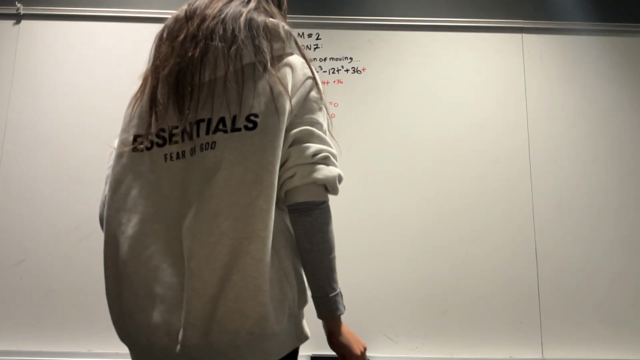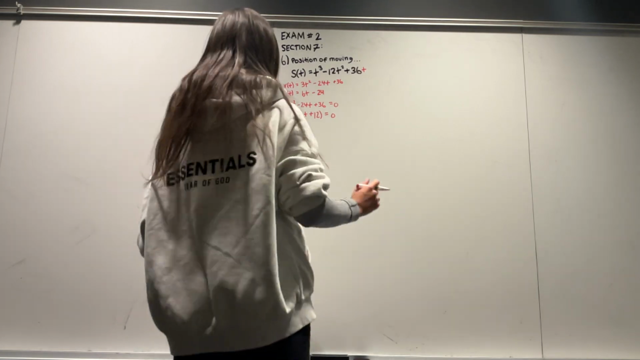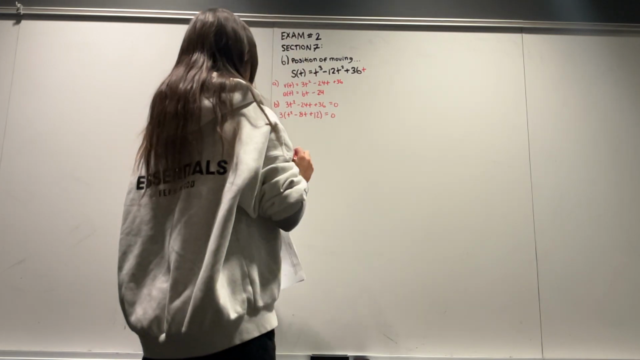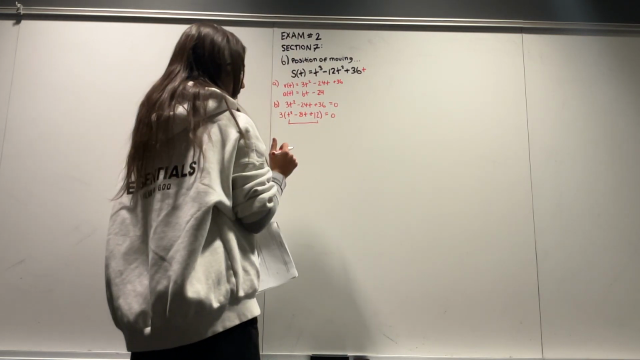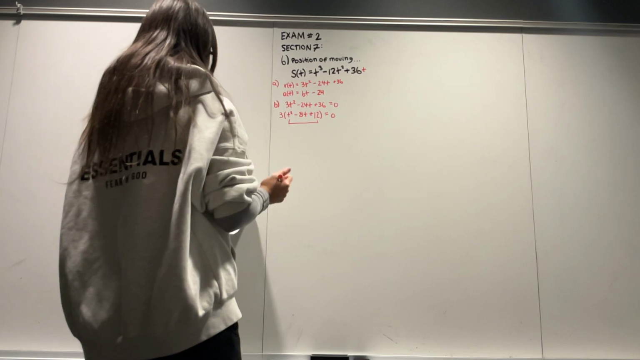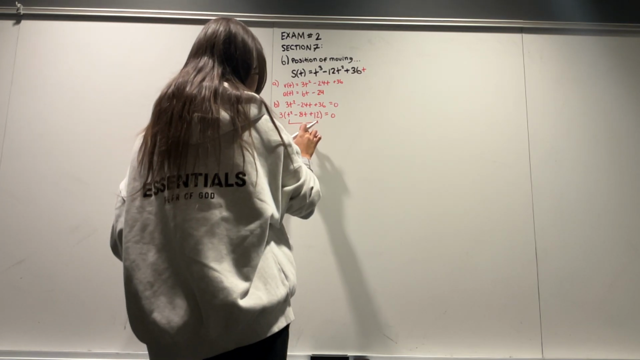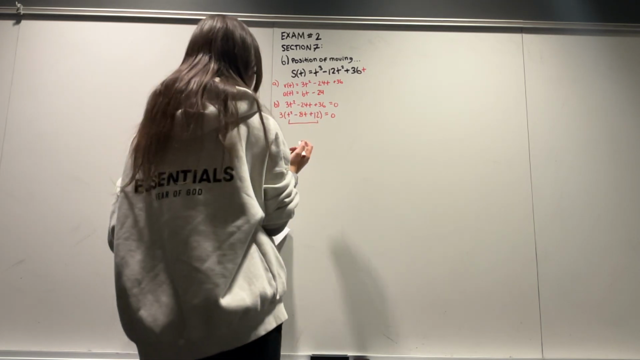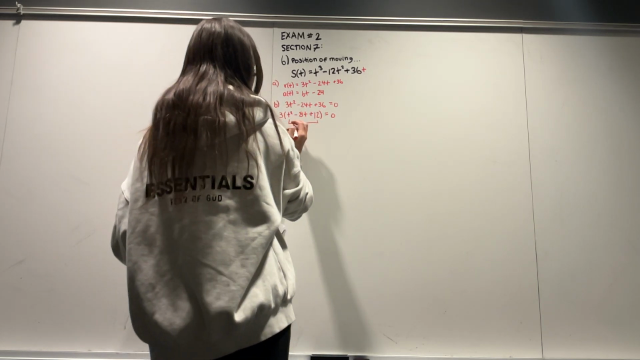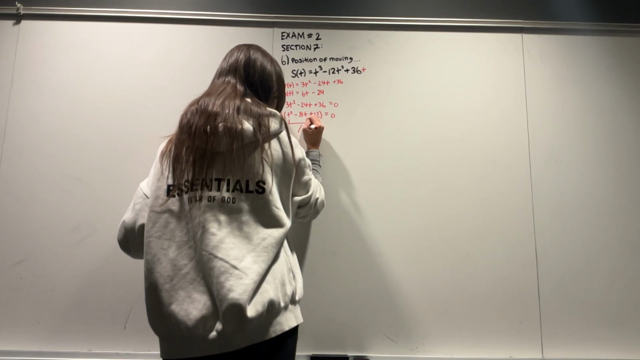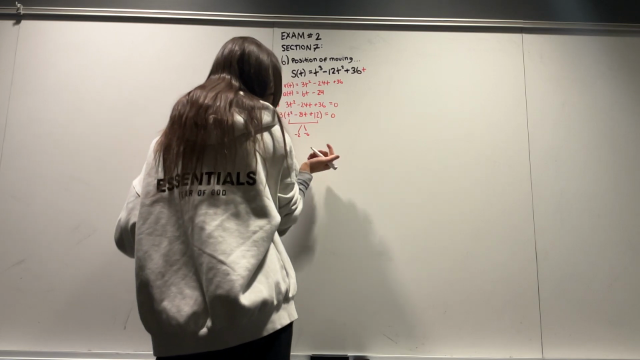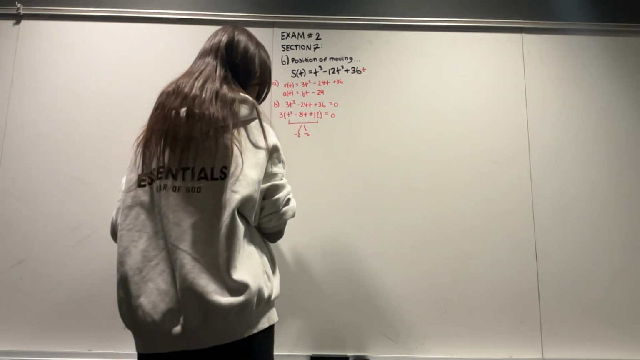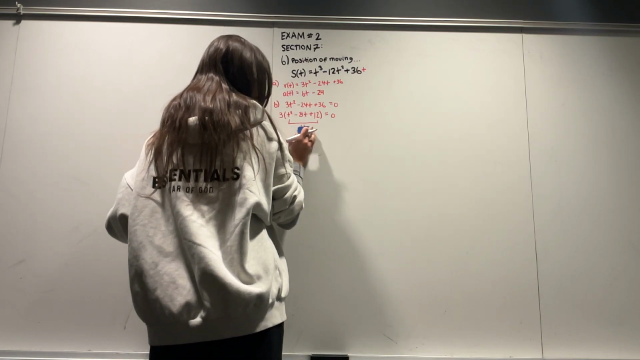Then I do the method, I don't remember what it's called, but I was shown this by Mr. E. We need something that multiplies to positive 12 and adds to negative 8. So negative 2 and negative 6.